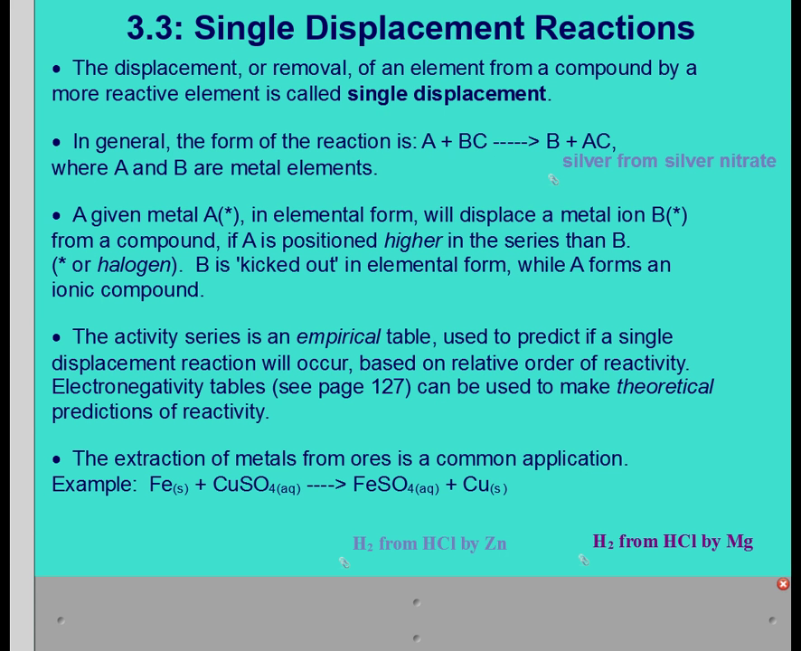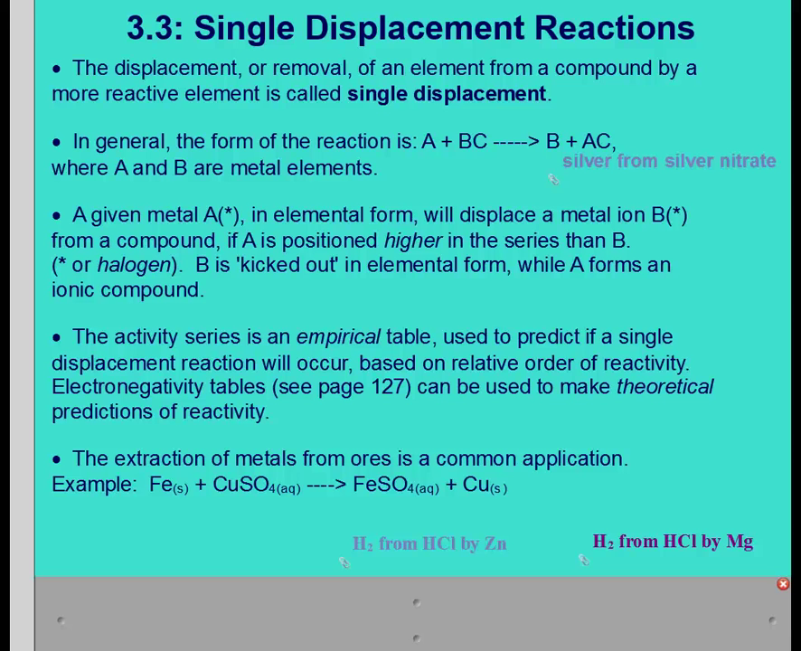Okay, I'll just close at this point with one more application, which is that because of single displacement, bonded elements in a compound can be extracted from ores. This is a common use of this type of reaction, whereby a precious metal or an element that is needed is removed from a compound found in the ground, in rock, by reacting it with a more active or more reactive element.